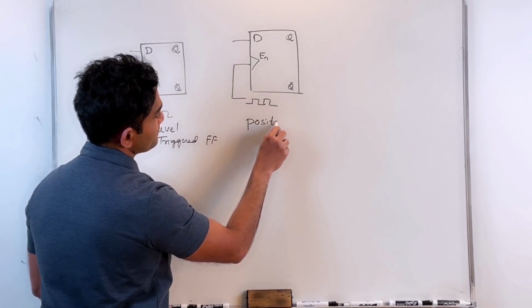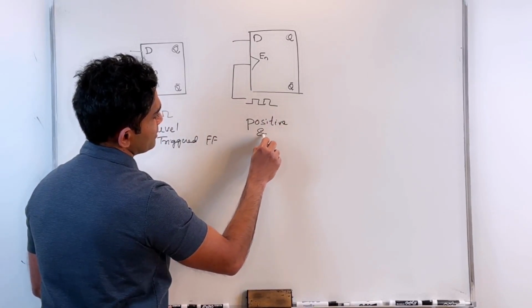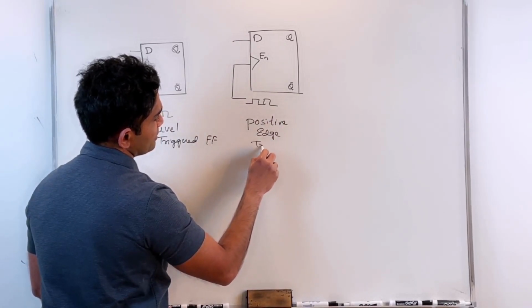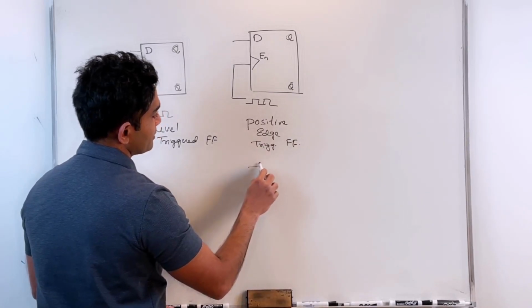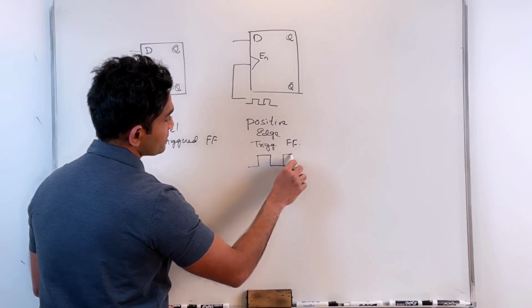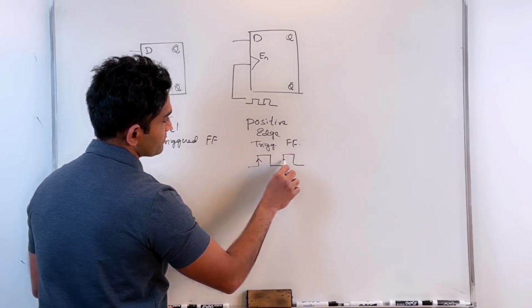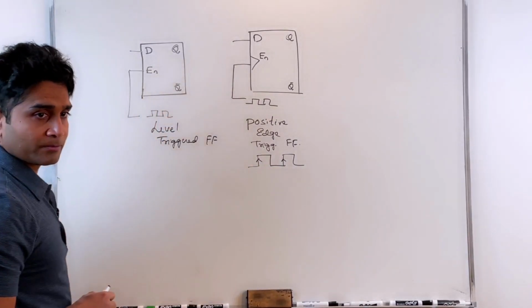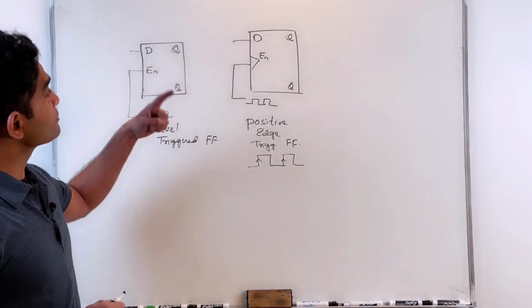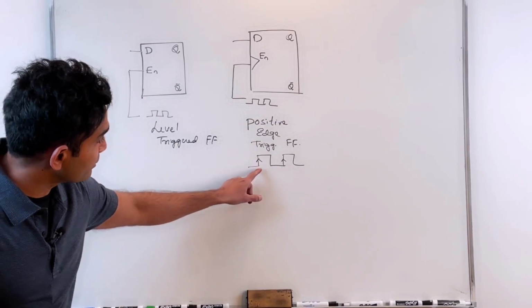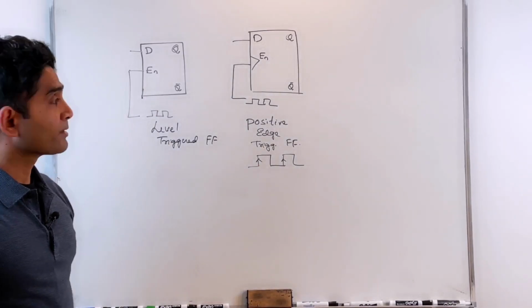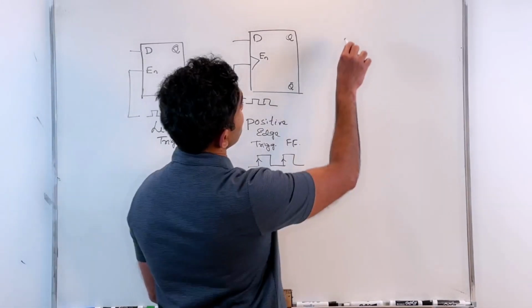This corresponds to a positive edge triggered flip-flop. That means this particular flip-flop responds to positive edges. These are my positive edges. My Q follows D at these points, at these edges. So those are my triggering instances. So that's a positive edge triggered flip-flop.